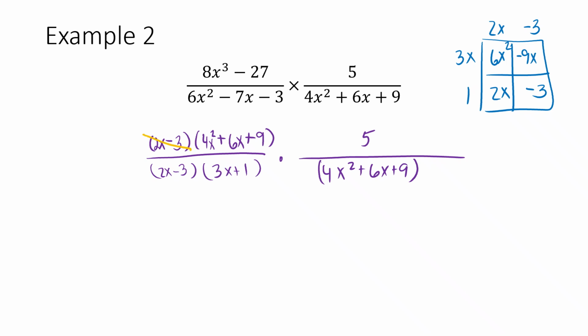All right, so let's go cancel out some stuff. I can cancel out the 2x minus 3's, and then that entire factor cancels with that entire factor, and I am left with 5 over 3x plus 1. So that one was a little bit faster to do. Again, they're not all the same.